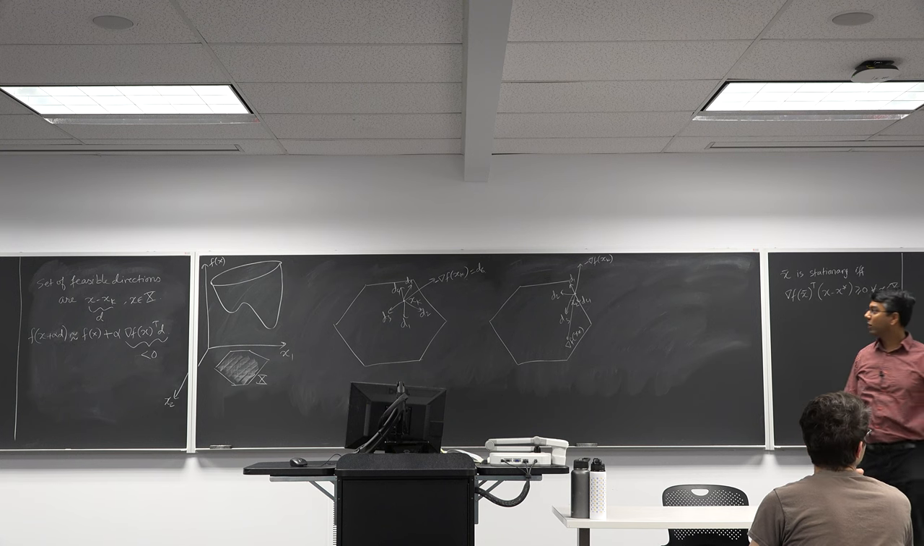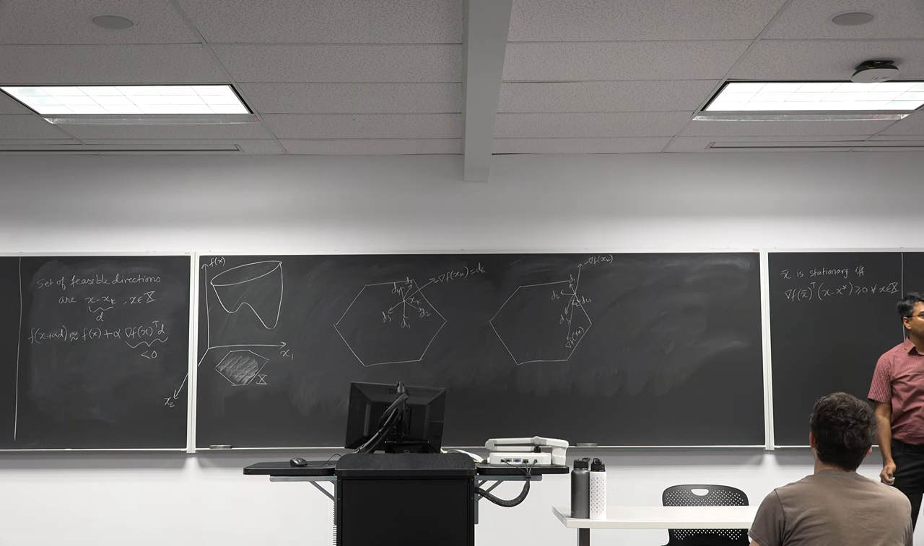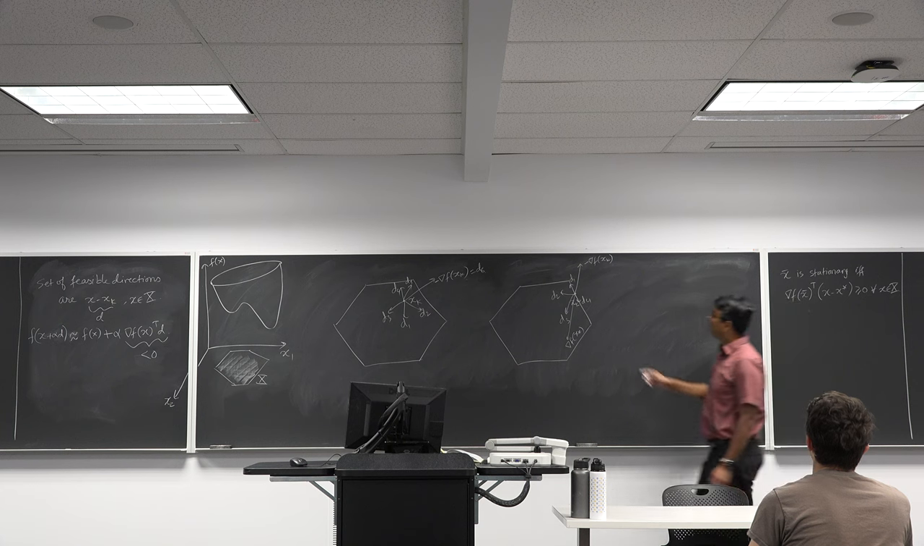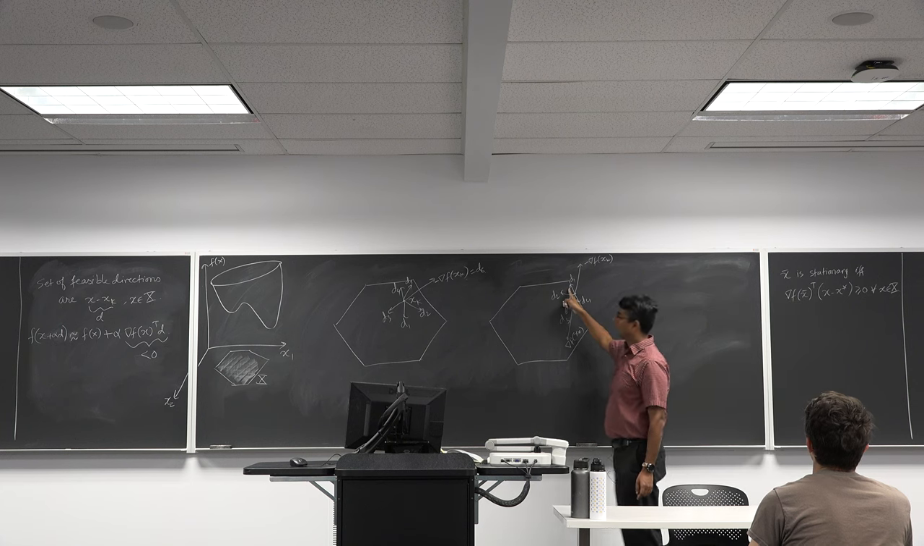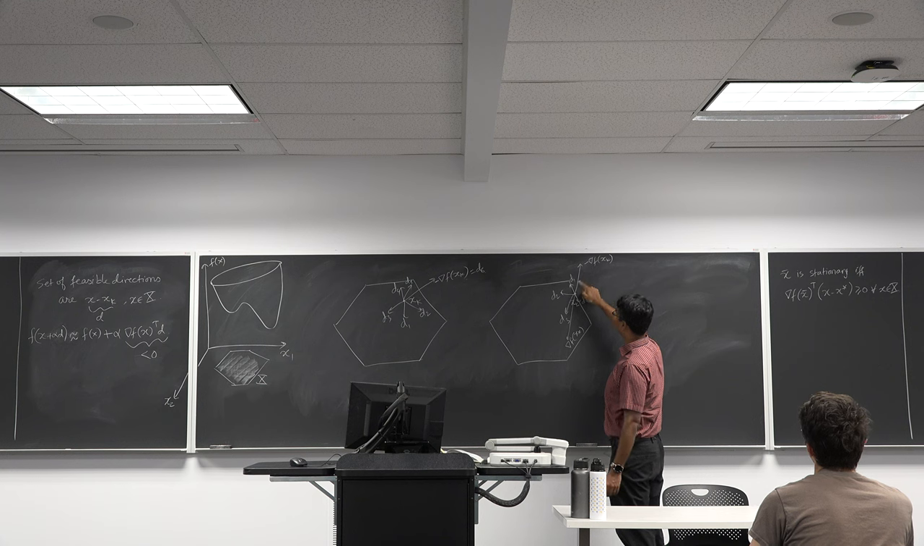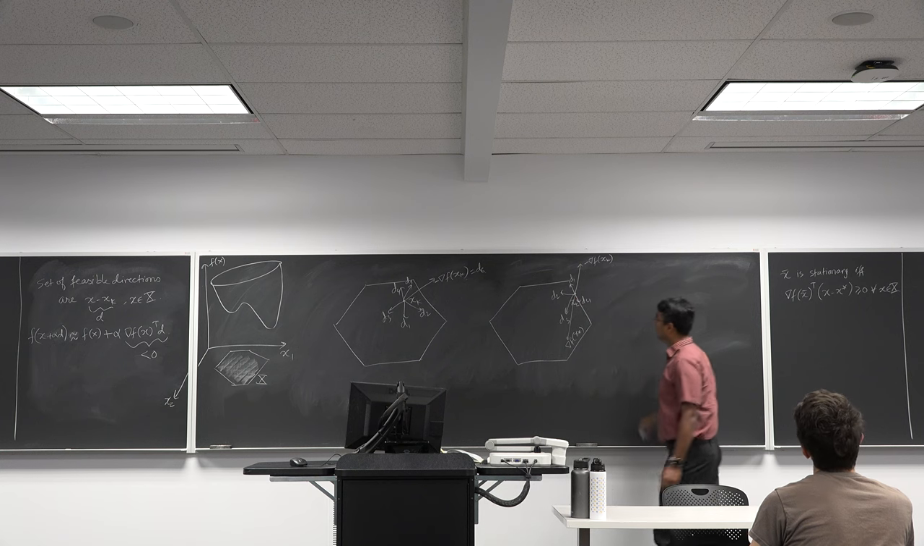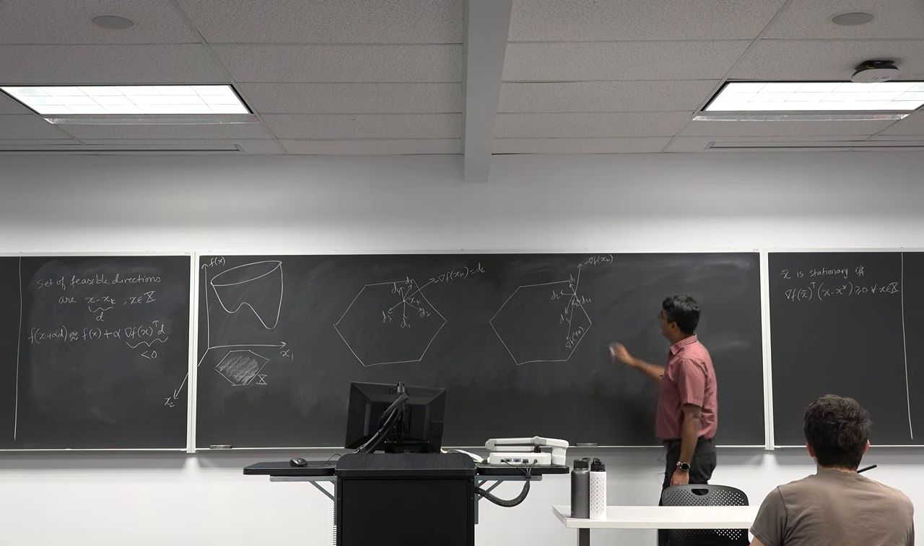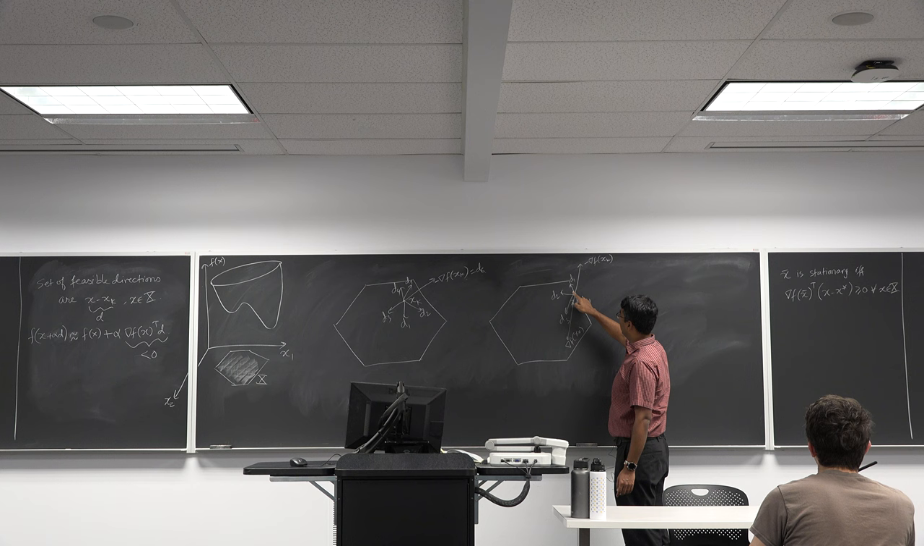Who said d1? OK, why do you want to take d1? It should be less than 0, and it's not outside the set. So he wants to take d1 because the inner product of d1 with the gradient is actually negative, because this is making an obtuse angle with the gradient. So I should be taking this d1 direction because I know that the value of the function will be minimized if I go in this direction.